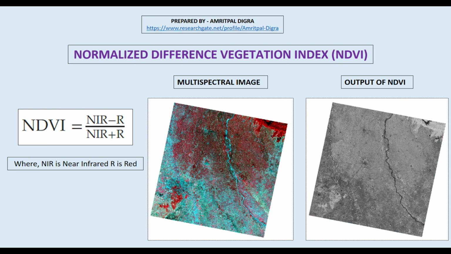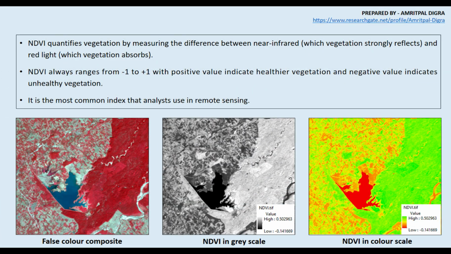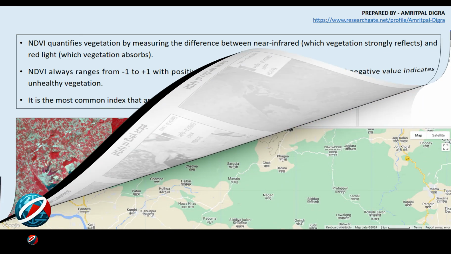So why is it important to calculate NDVI? Because the NDVI is widely used in agriculture, forestry, and environmental monitoring to assess plant health and biomass. So that is why NDVI is a very important index.